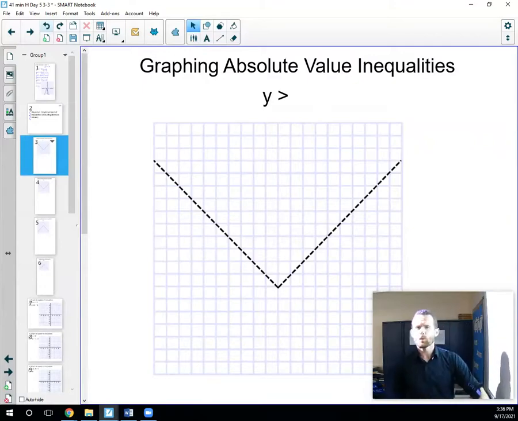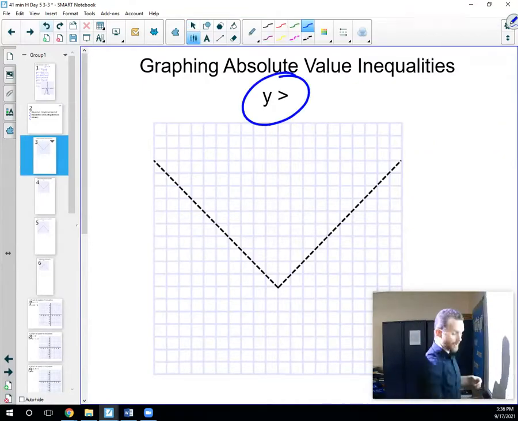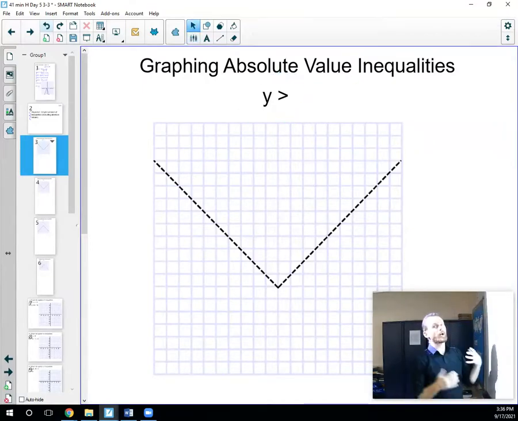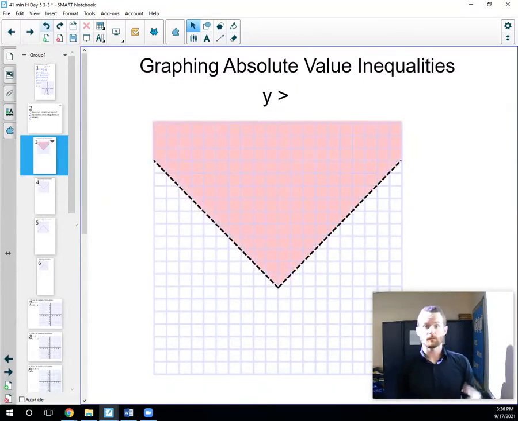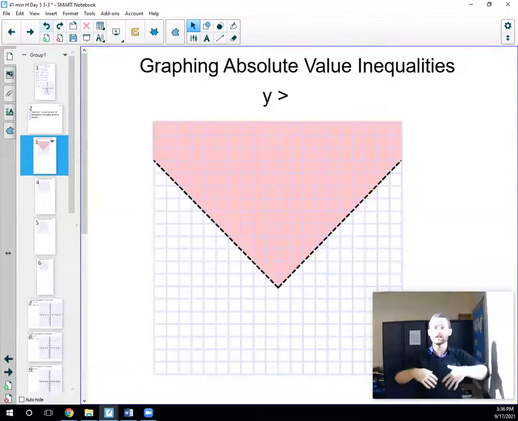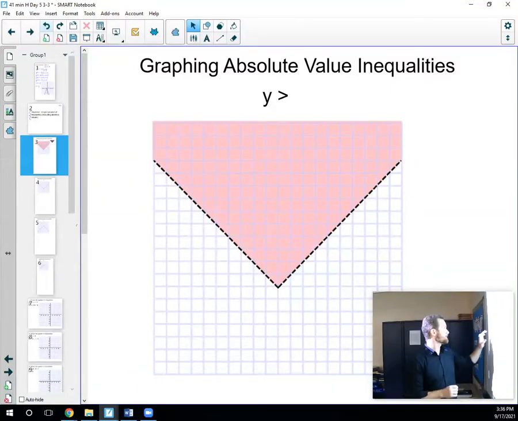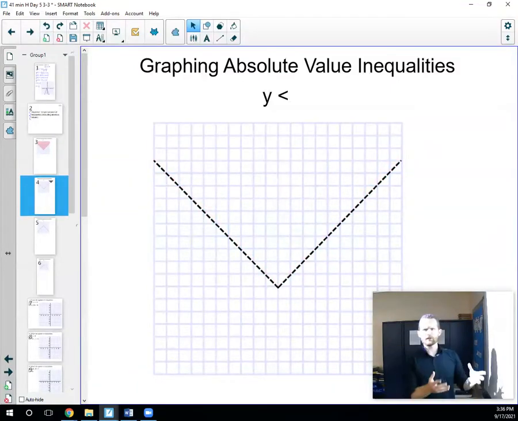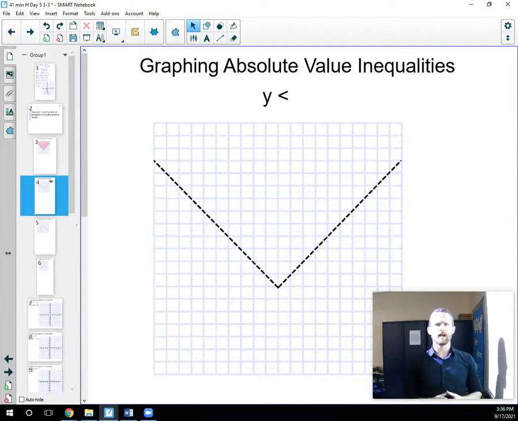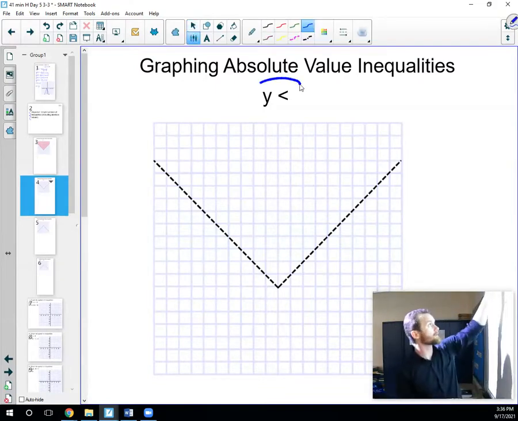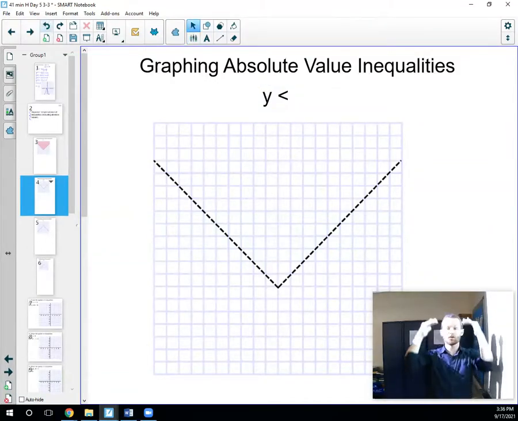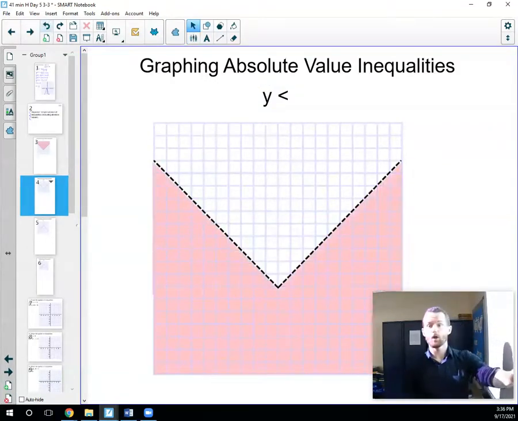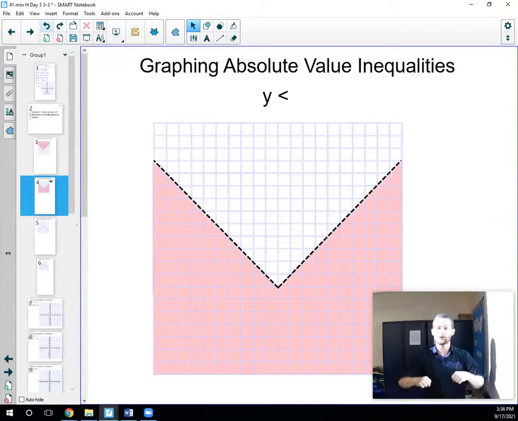So let's take a look here. We've got y is greater than. If y is greater than, y is bigger, so we would shade above, and that's exactly what we have here in this absolute value inequality. It's shaded above the V. So the graph here is the same. It's the same dotted V, but now it's y is less than. If y is less than, we think, okay, y is smaller, so we shade below, and that's exactly what we have here. It's shaded below the V.